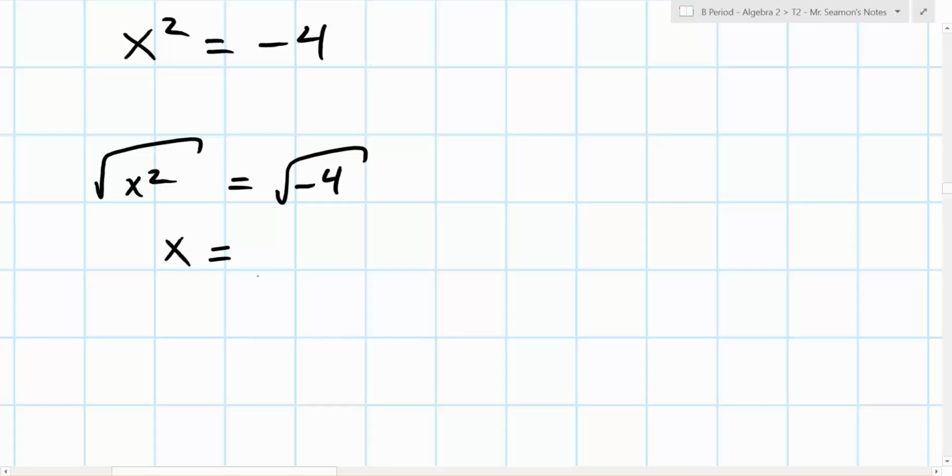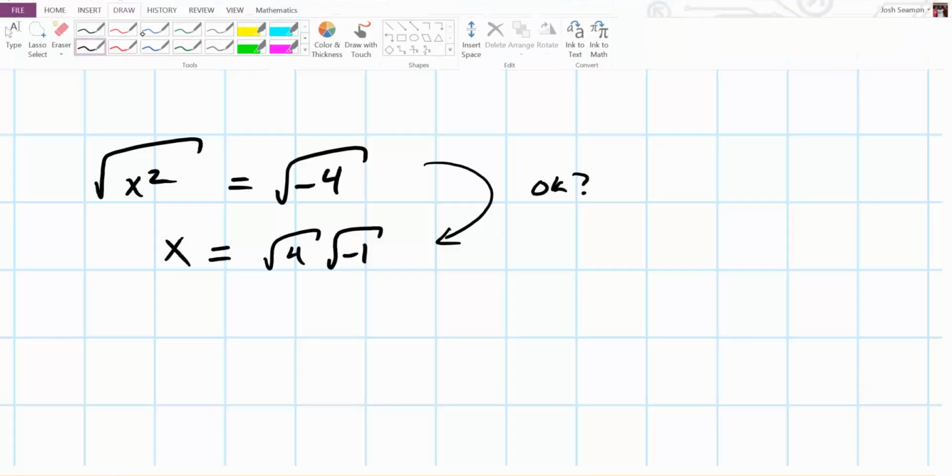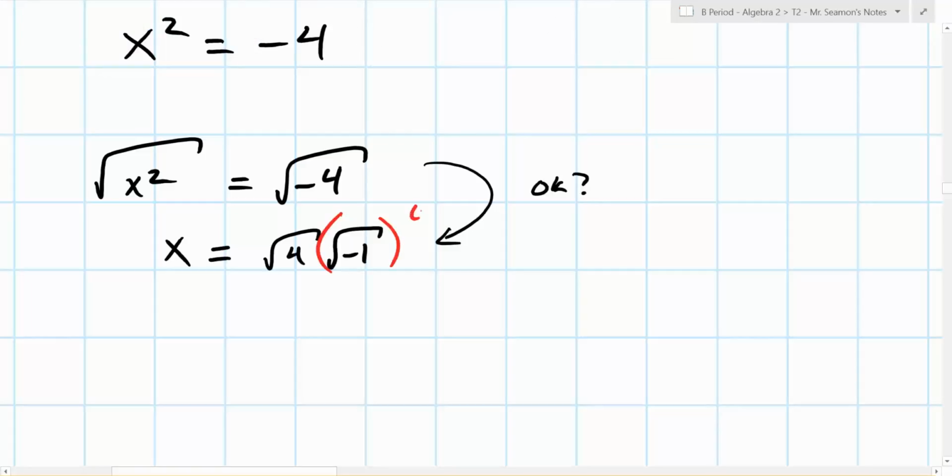What we're going to do here is write this as the square root of 4 times the square root of, what's 4 times negative 1? 4 times negative 1 is negative 4. So are we okay with this step right here? What is the square root of negative 1? What are we calling that? i. We are now labeling this. This has a name. It's called i. It's not to the i power, but that is i. So this right here becomes i.